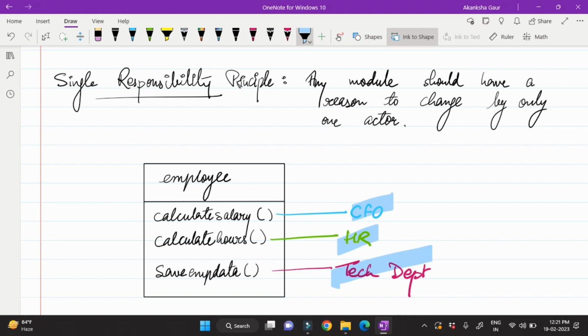Now this means we have 3 different stakeholders, and these stakeholders, my friend, are the actors who have different functionalities in the system, who have different roles in the system. But you see here, in this class, the different functionalities have all been written in just one class.